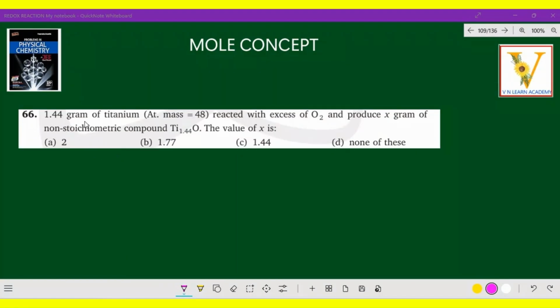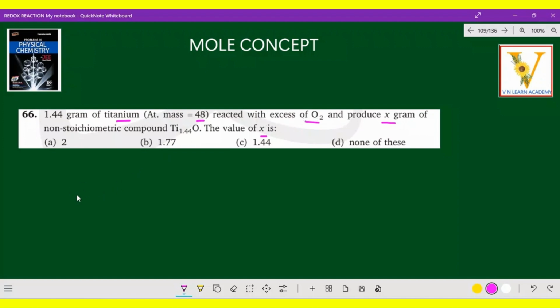The next question is the same as the last question, where we identified the non-stoichiometric format. Here 1.44 gram of titanium, atomic mass 48, reacted with excess of oxygen and produces X gram of non-stoichiometric compound, titanium oxide, Ti 1.44 O. So here we have to identify the value X. Non-stoichiometric means a simple whole number ratio is deviating from the ideal stoichiometric form. As we observe, the given mass is 1.44 gram of titanium reacted with excess of oxygen.